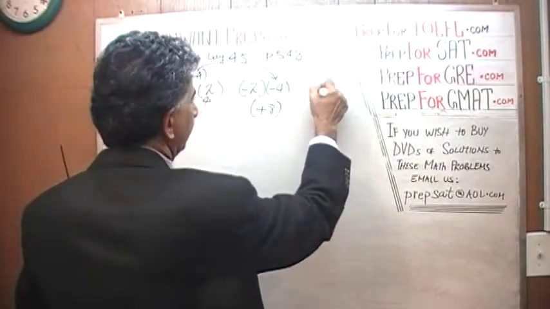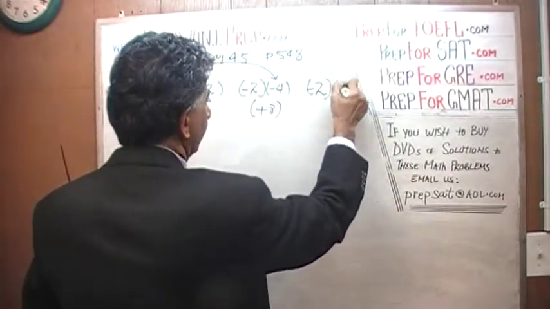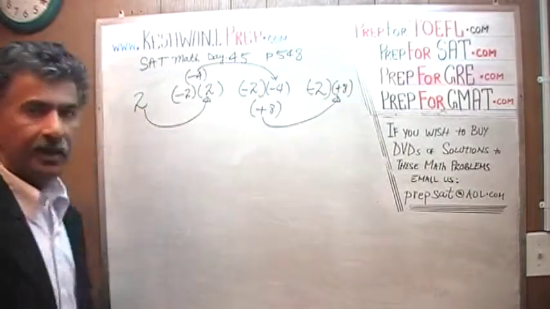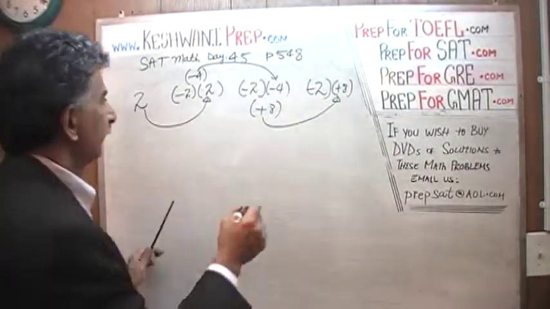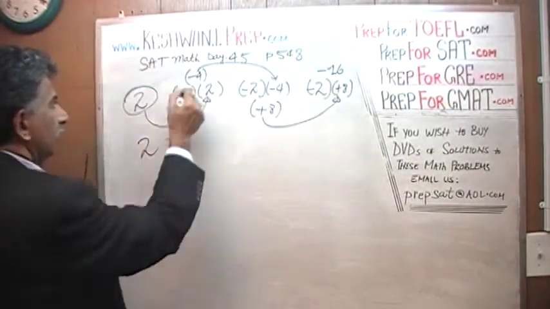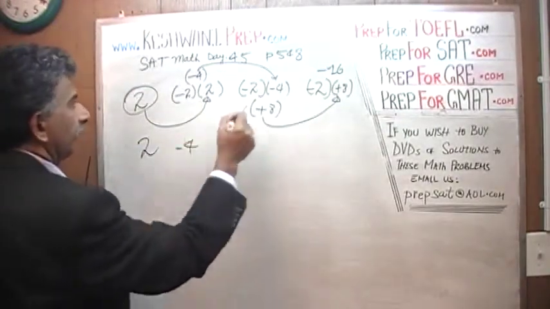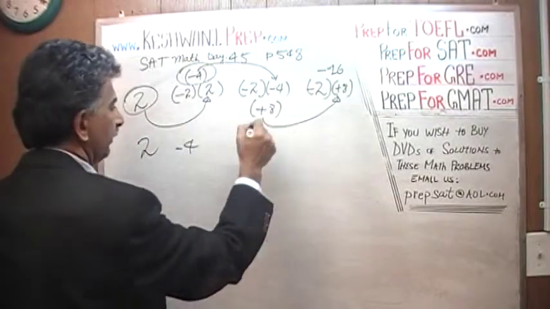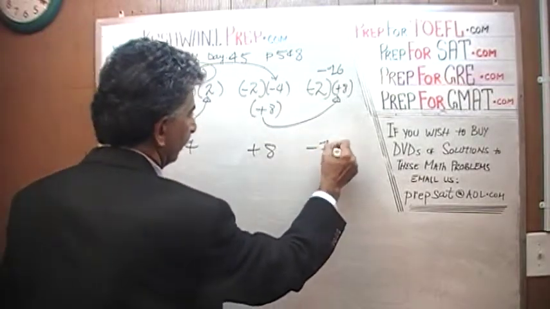The next one is going to be negative 2 times positive 8, which comes from here. Negative 2 times the preceding term gives us negative 16. As you can see now, we get 2 and then negative 4, then positive 8, and then negative 16.